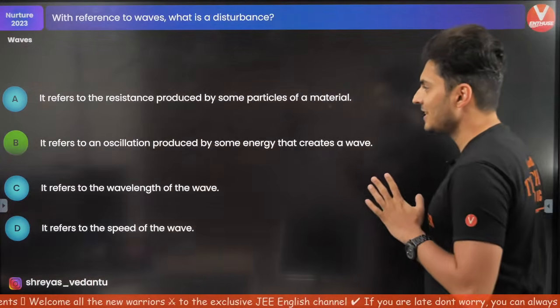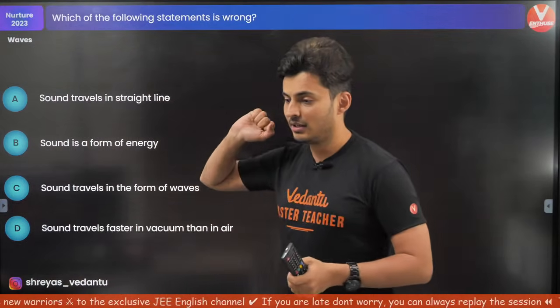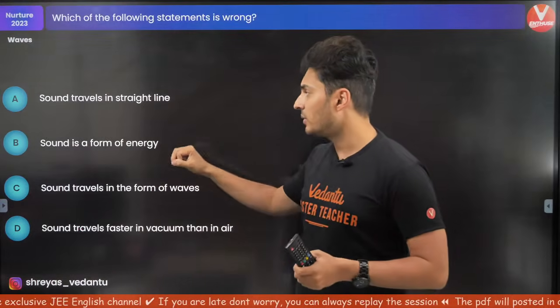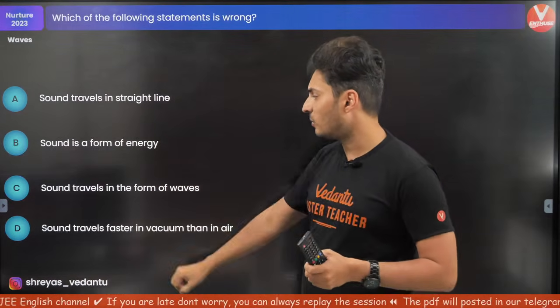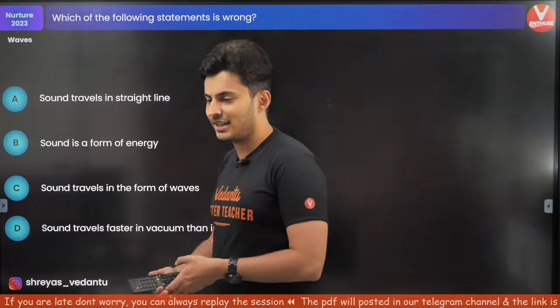So I hope this is clear. Moving on to the next one. Which of the following is wrong? Which of the following is wrong? Let's see. Sound travels in a straight line. Sound is a form of energy. Sound travels in the form of waves. Sound travels faster in vacuum than in air. Okay, let's see how many of you can get this.